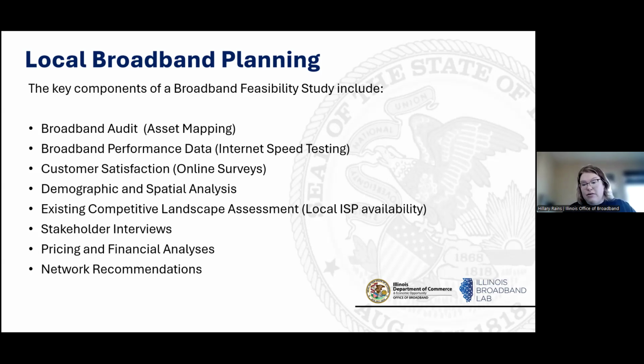Customer satisfaction is also a good one, because if you are putting in with an ISP, you want to know what their service is like, whether they are helping people, whether there are barriers to their service, etc. Right? Demographic and spatial analysis, like we say, we want to make sure that the internet is getting everywhere you need it to.